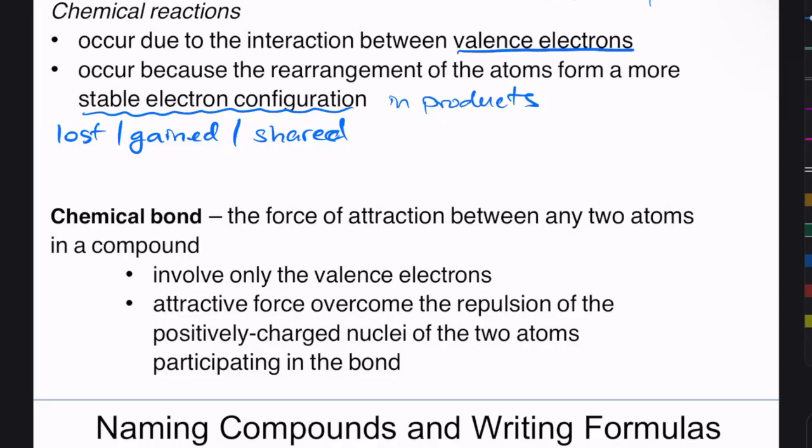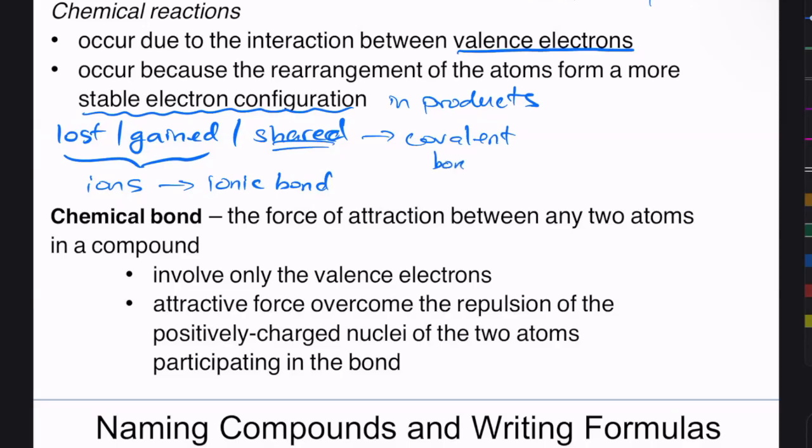Now, you've already seen what happens when they're lost and gained. We did a little bit of that last chapter. We form positively charged cations and negatively charged anions. That gives us ions. The ions then will combine to form an ionic bond. And we'll look into that in a little more detail today. When they're shared, as you'll see soon enough, that's going to form a covalent bond. And those are the two bonds that we're going to be studying in this chapter.